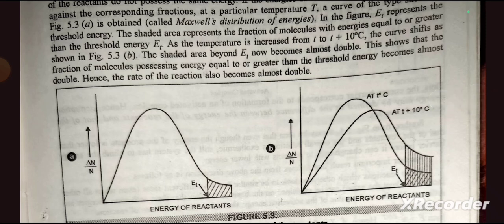When the temperature is increased by 10 degrees, the shaded area beyond ET now becomes almost double. This shows that the fraction of molecules possessing energy equal to or greater than the threshold energy becomes almost double. Hence, the rate of reaction also becomes double.